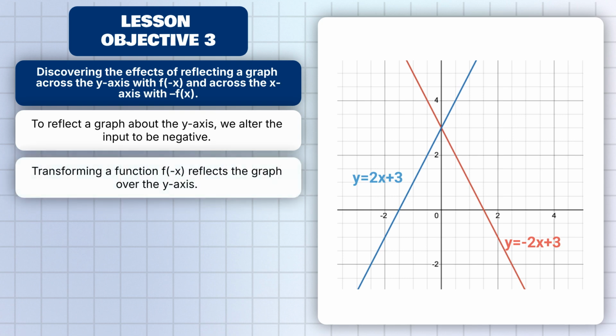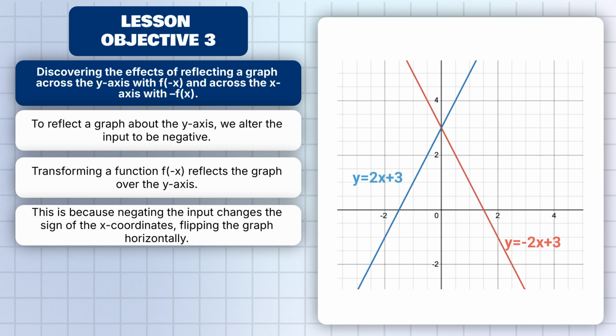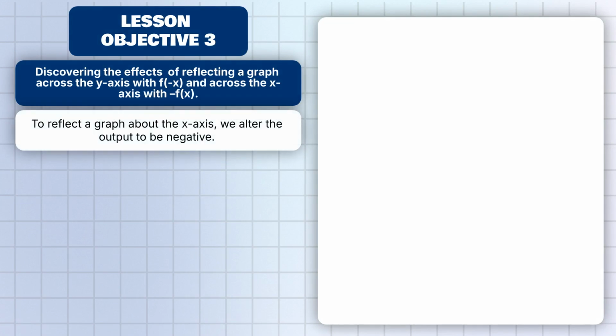Transforming a function to f of minus x reflects the graph over the y-axis. This is because negating the input changes the sign of the x-coordinates, flipping the graph horizontally. To reflect a graph about the x-axis, we alter the output to be negative.